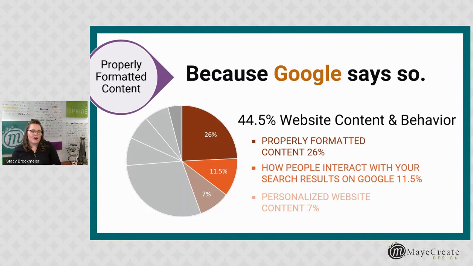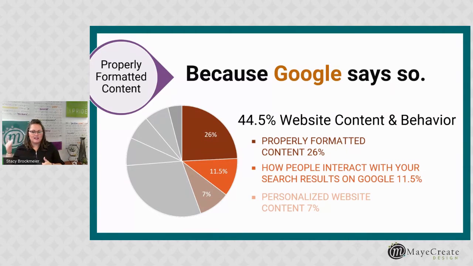I do always find it super interesting that they break this 44.5% down this way because I always think that they go together and they reach the same end goal, that they get people to click on your site from your listing and stay on the page to learn about your business. So the first 7%, I'm going to start at the bottom. So the first 7% is like, be authentic. You know, don't be a goober that nobody wants to meet. That's really your first 7%, personalized web content, talking to people like they're actual people.